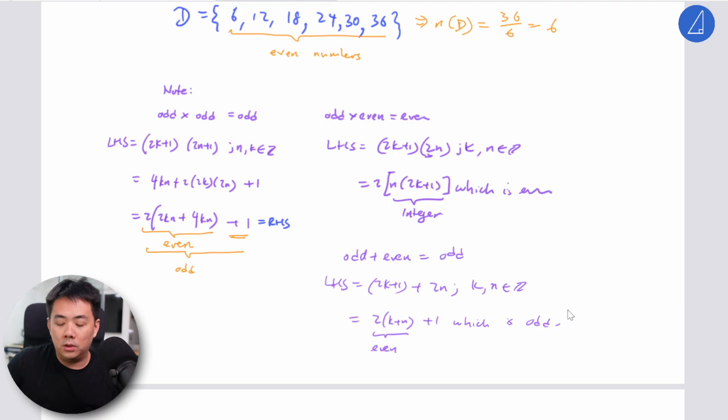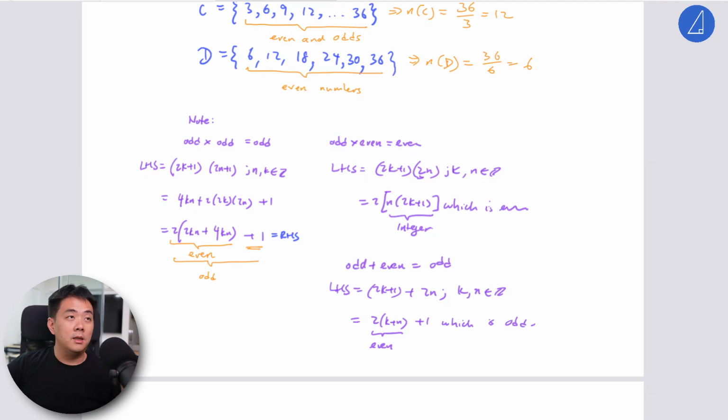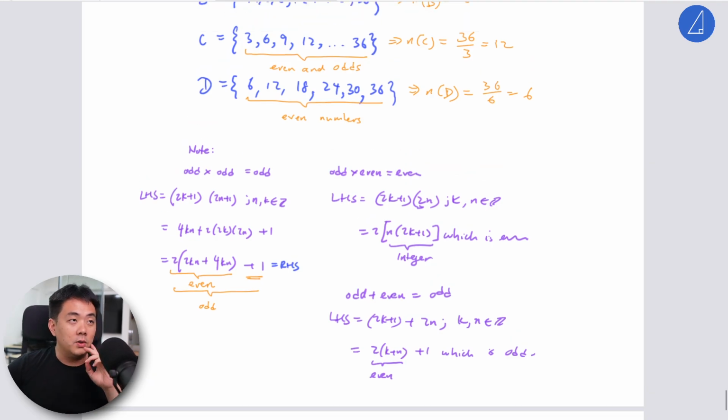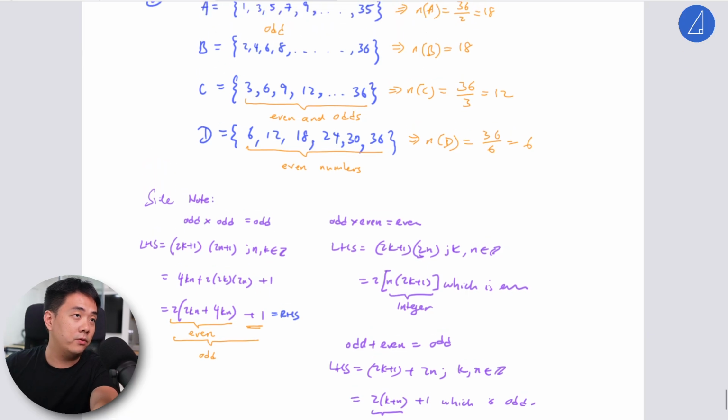Okay, so you can show. So these are some of the simple notes you need to take. The concept here is even, odd, even, odd, odd, even. Just a side note, you want to take a photo of this and read through it for tomorrow's paper.